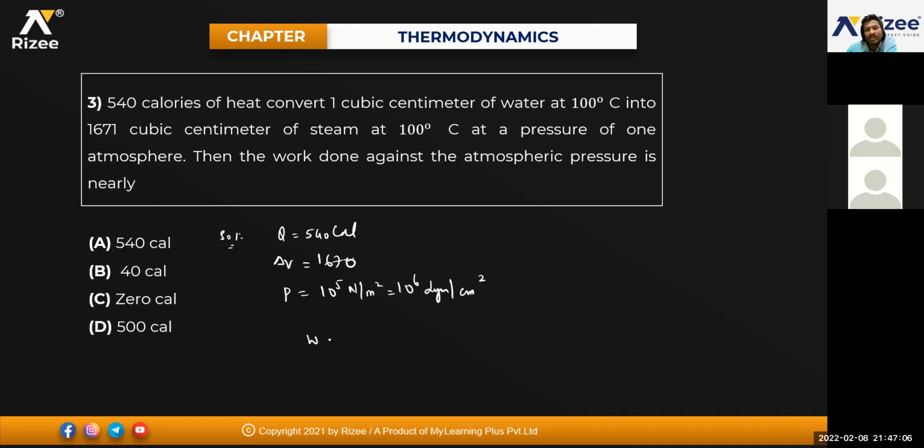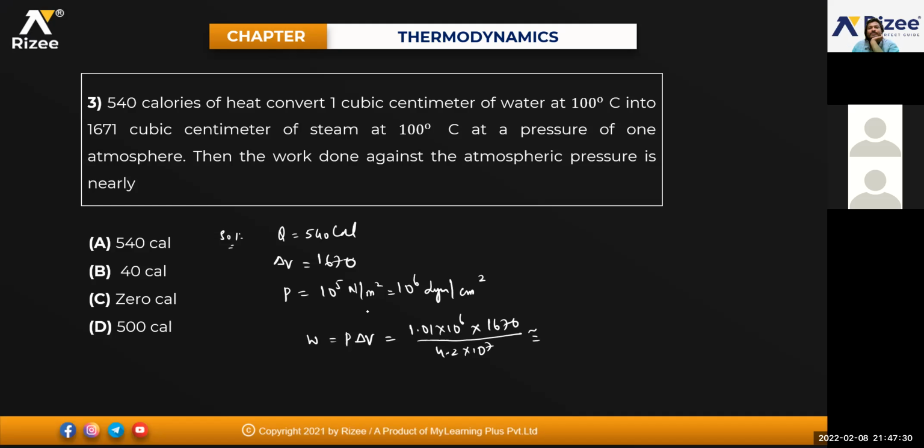So he's asking work done against the pressure. So it is P into delta V. P will be equal to 1.01 into 10 to the power of 6, into 1670, divided by, in calories we are taking right now, 540 calories, so that will be equal to 4.2 into 10 to the power of 7. So that will give me the answer for this.